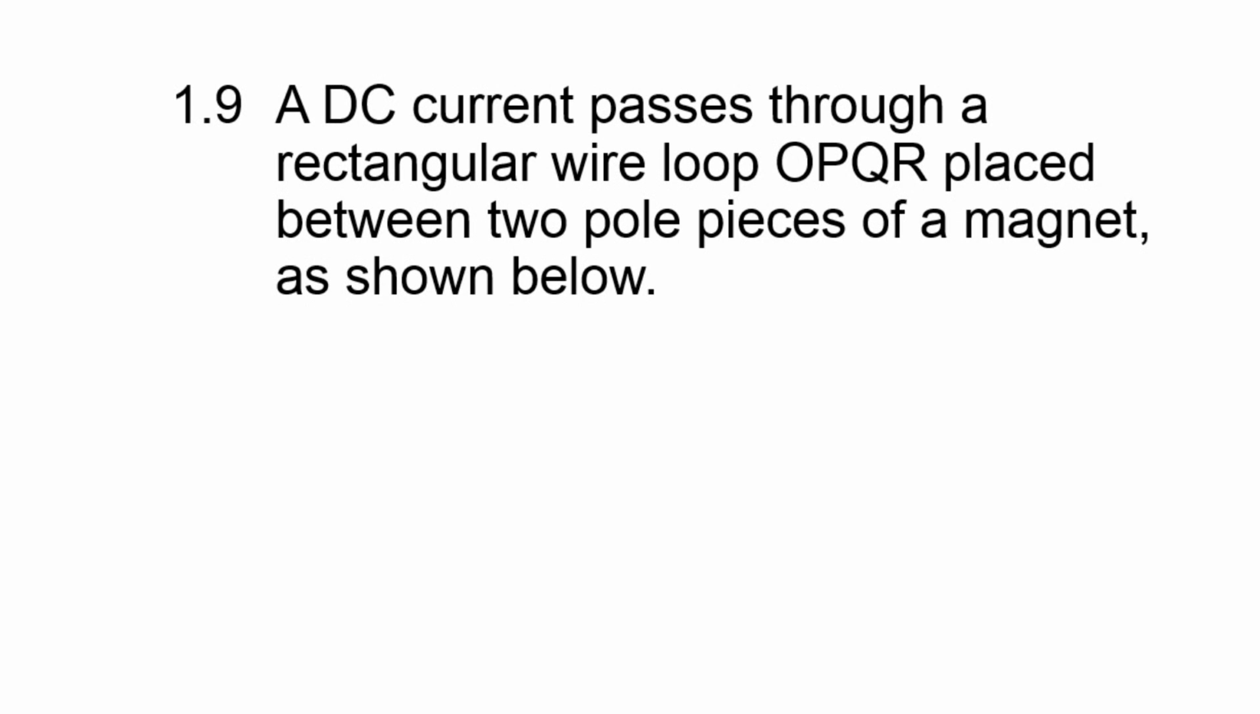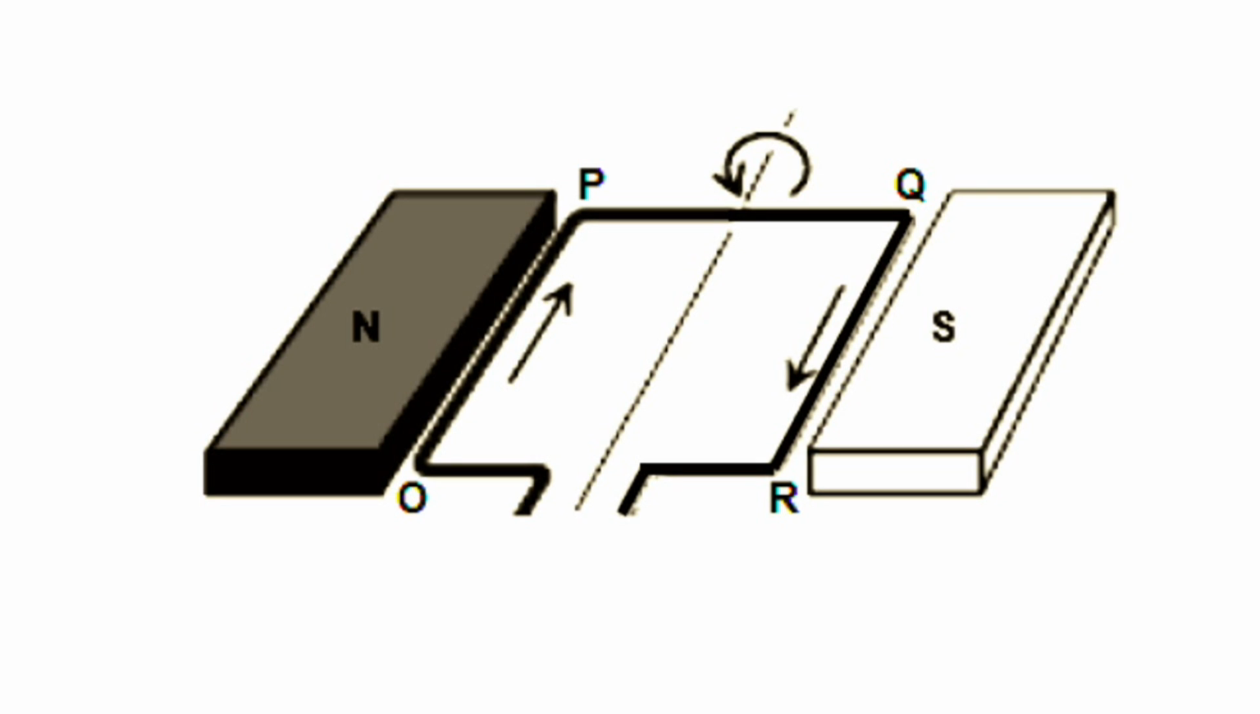A DC current passes through a rectangular wire loop, OPQR, placed between two pole pieces of a magnet as shown below. Let's have a look at how the scenario is like. We've got there two magnets, and remember, we are talking about magnets, so therefore we are now talking about poles. That's why we've got north and we've got south. No more positive and negative, because this is no more about charges, but this is about magnetic field, right?